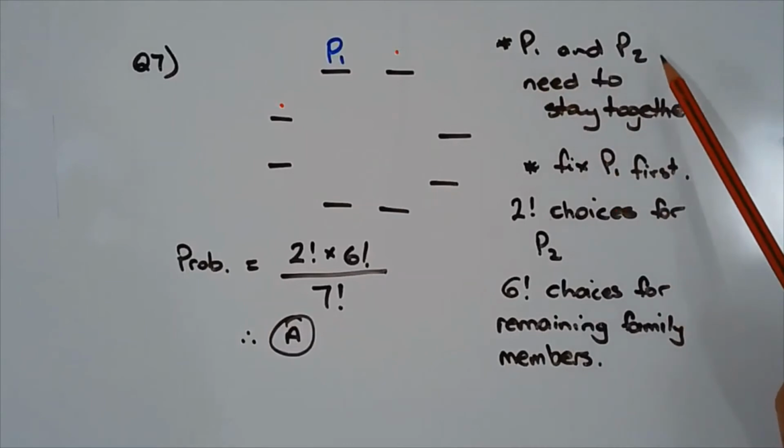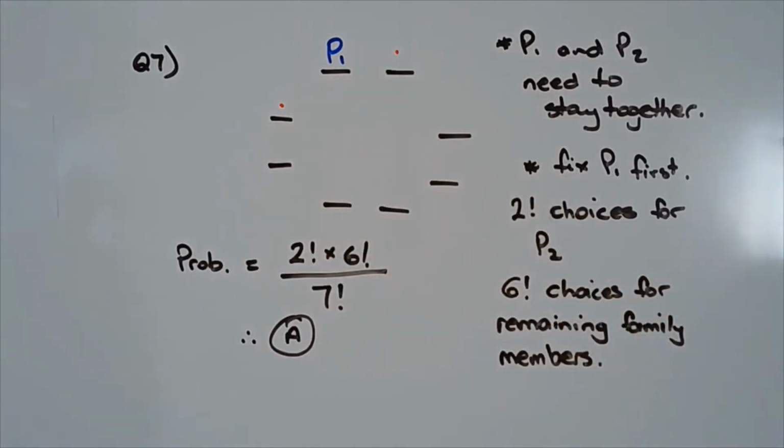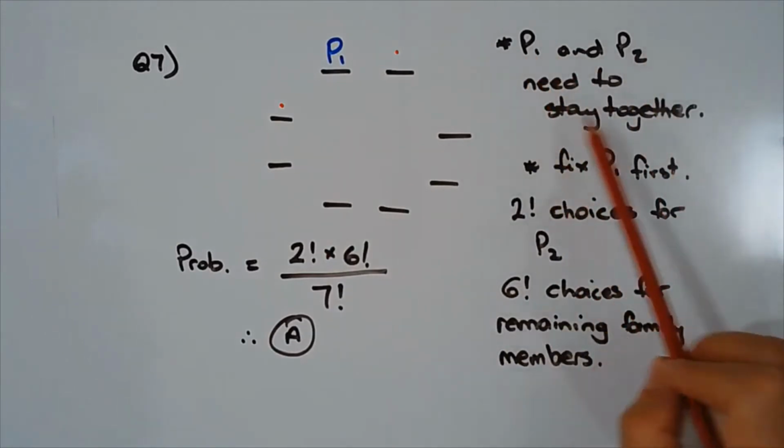Let P1 and P2 represent the 2 youngest members of the family. To work out the probability that P1 and P2 are seated together around this circular table, we need to work out the total number of arrangements where P1 and P2 are seated together and then divide that by the total number of arrangements. Now this is a circular arrangement, and that's represented by this circular dash diagram, and P1 and P2 need to stay together.